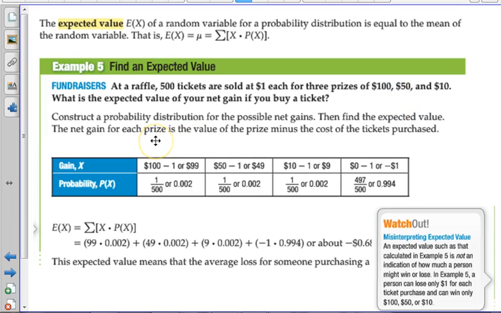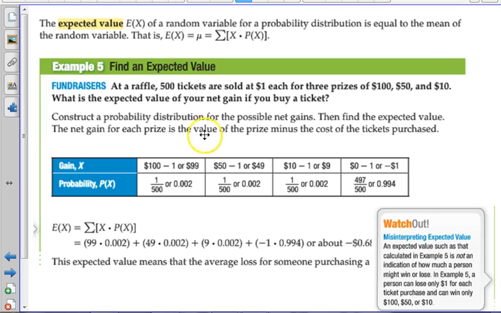If you are one of the 497 losers, how much do you lose? Does everybody see why I got 497? Because there are 3 people who are going to win something. 497 people are going to lose how much each? $1 each. Somebody's going to win $100. What is one person going to win, actually? 99, right? Their net winnings are going to be 99. And 49 and 9, because everybody had to buy a ticket.